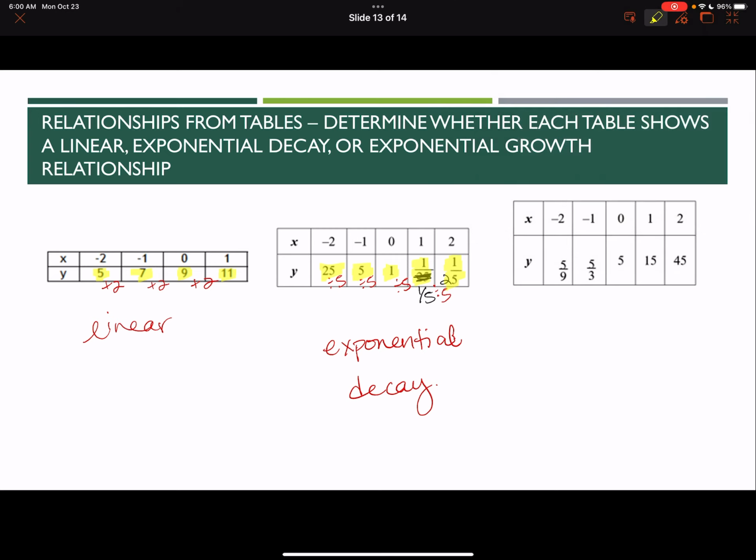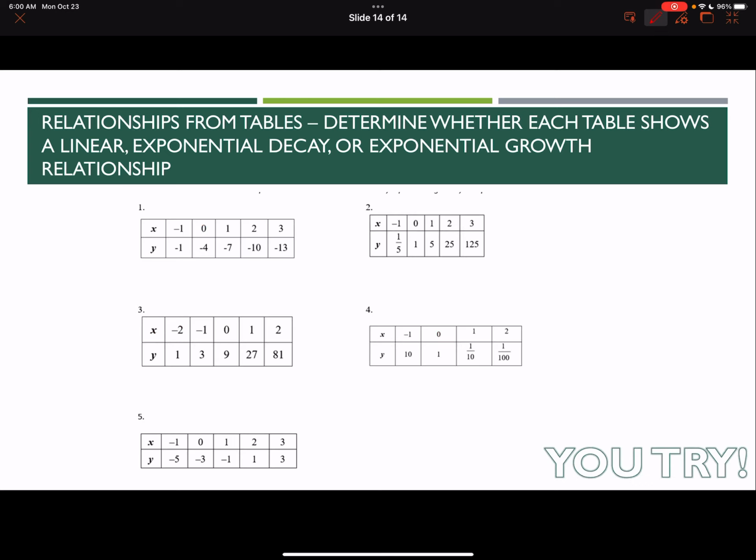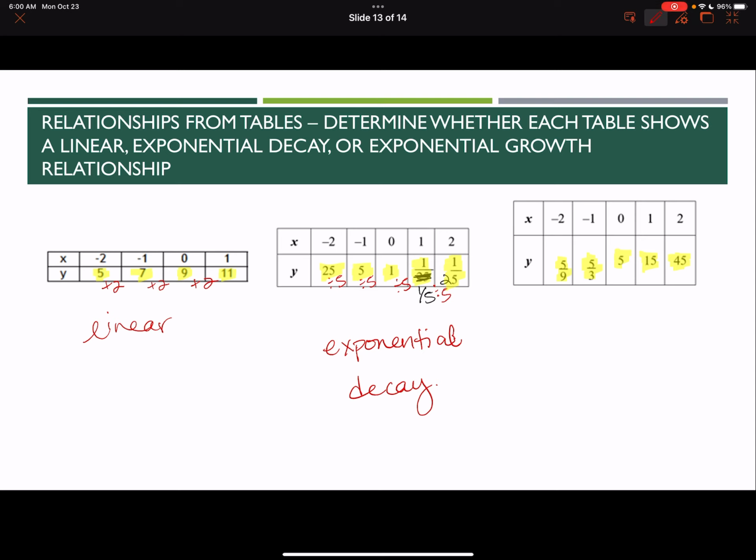And then in this third one here, number 3, again, look at the y's. The fractions might be a little confusing to you, so ignore them. Look at the whole number values. We start at 5, 15, 45. What's the pattern there? At first I might think, oh, 5 plus 10 is 15. But 15 plus 10 is 25. That can't be it. Well, how else can I get from 5 to 15? I can multiply by 3. 5 times 3 is 15. Oh, 15 times 3 is 45.